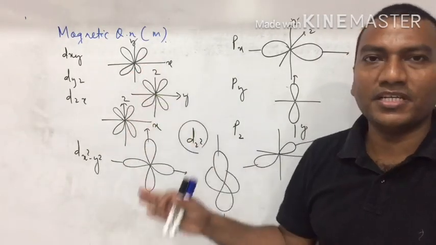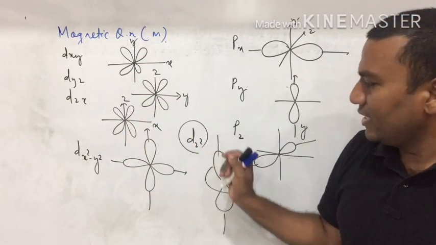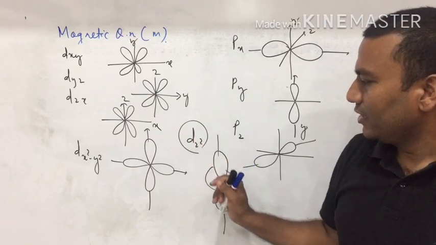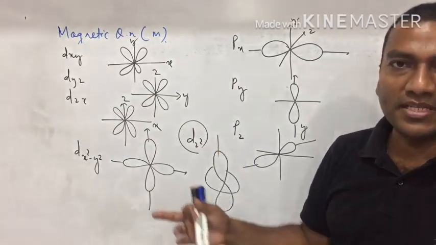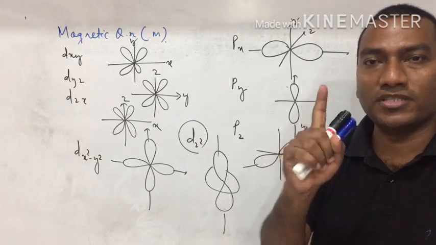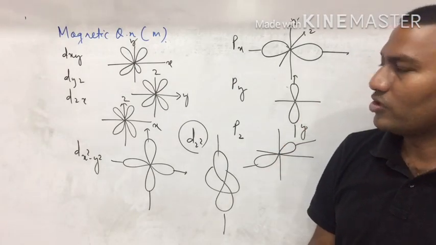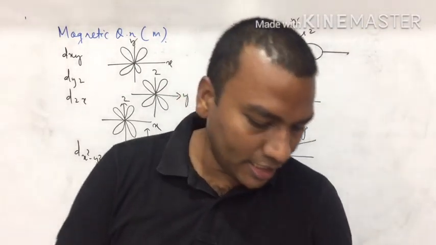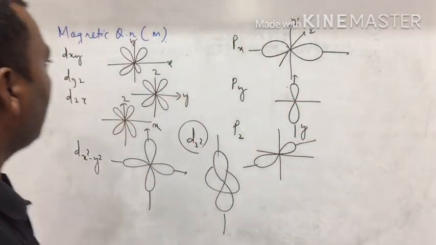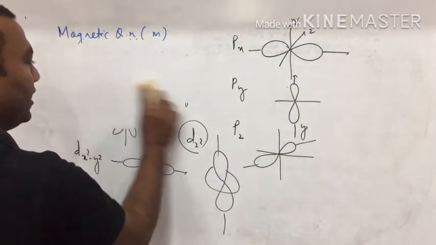Here lobes are present between the axes. But in dz square you see, yes or no? These lobes are present in all three axes. So remember, these are the fundamental question. So this is called what? Your magnetic quantum number and shapes of different orbitals.